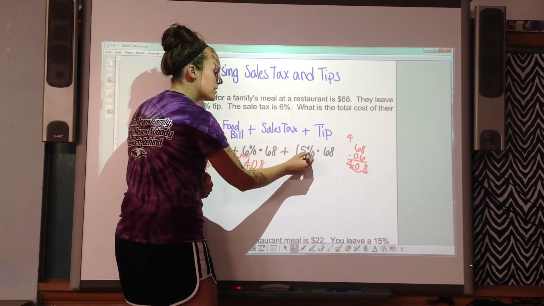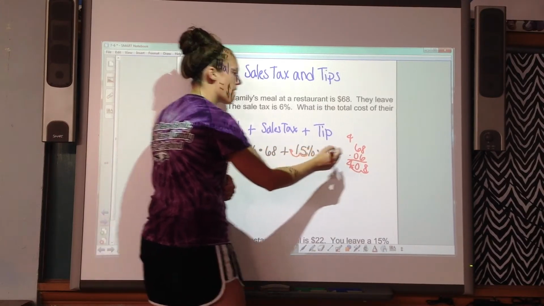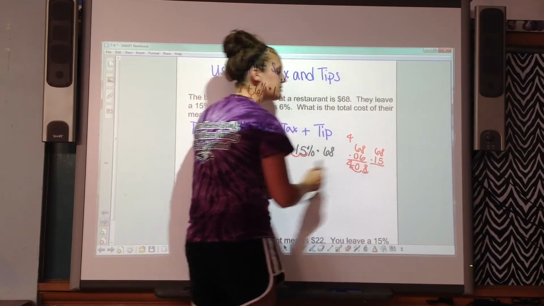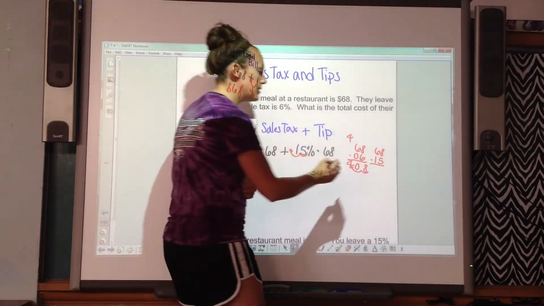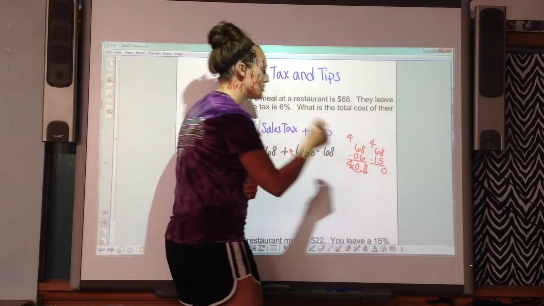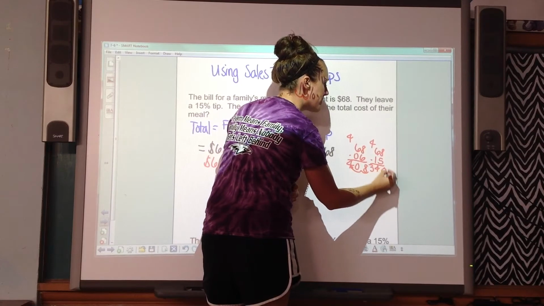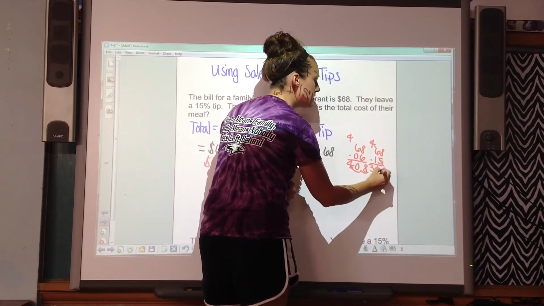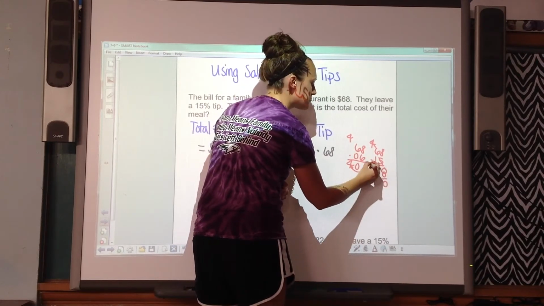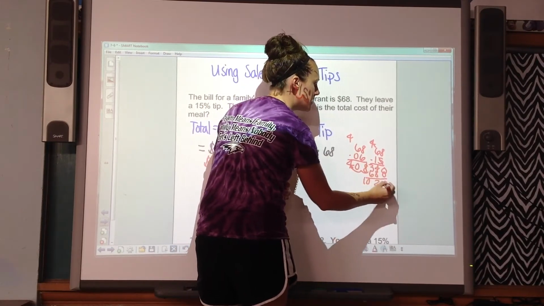Now I need to find my tip. Decimal dance. 68 times 0.15. 5 times 8 is 40. 6 times 5 is 30, plus 4 is 34. 1 times 8, 1 times 6. Add them together. I get $10.20.